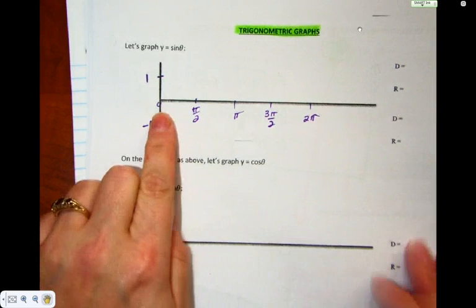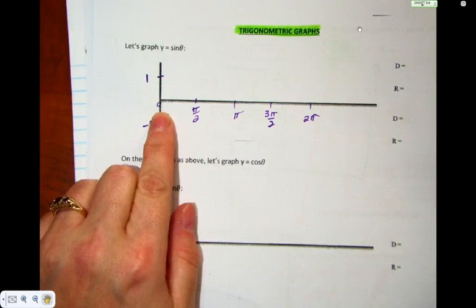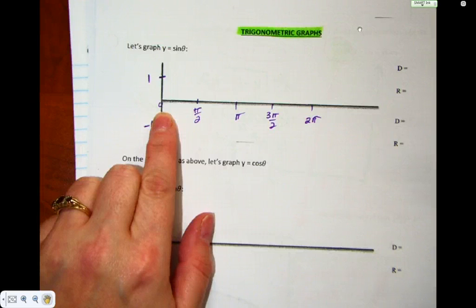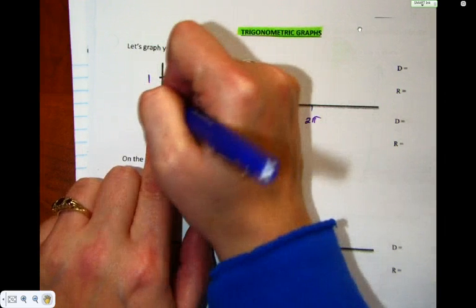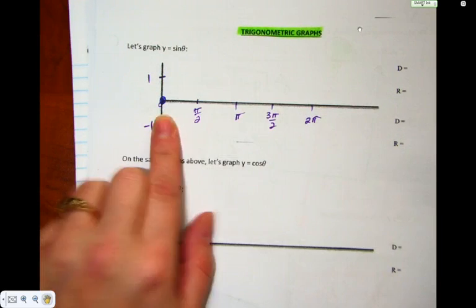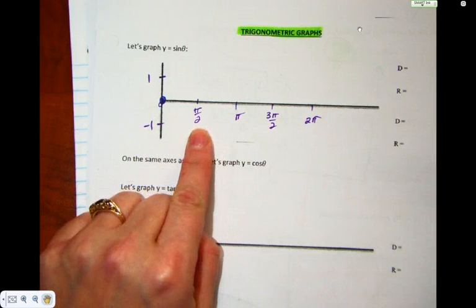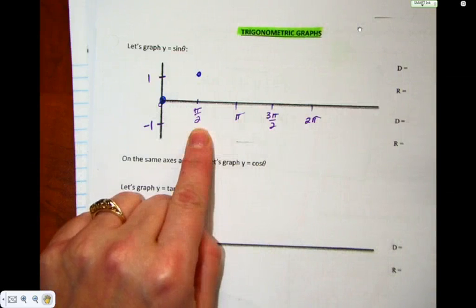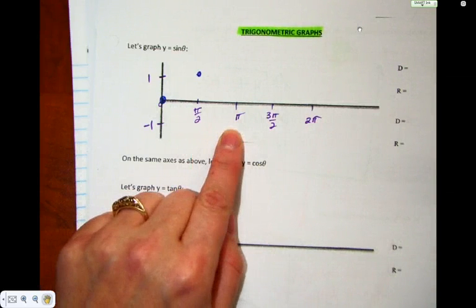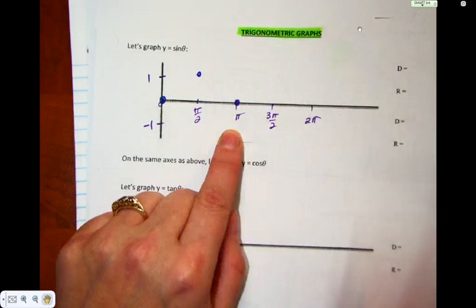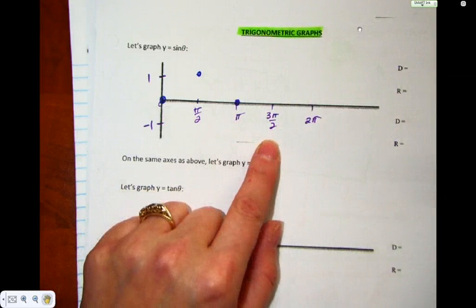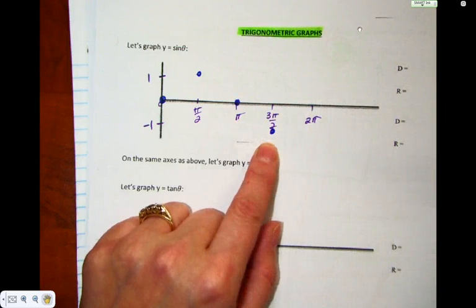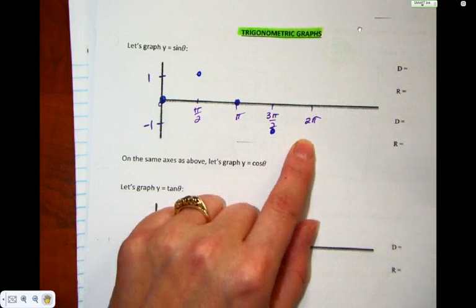So let's start at 0. What is the sine value of 0? So look at your little unit circle. We're on the right-hand side. 0. What's the sine value at pi on 2? So top of the circle. Sine value at pi. Sine value at 3 pi on 2, bottom of the circle. Sine of 2 pi.